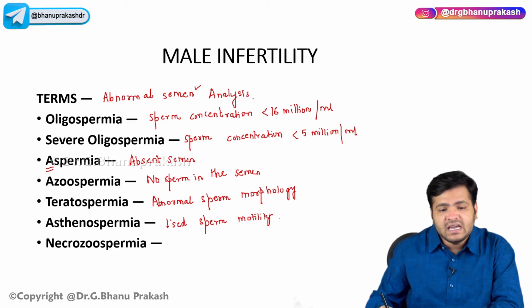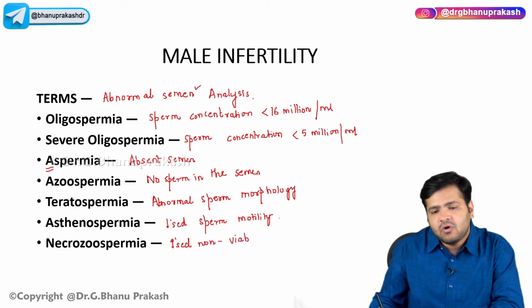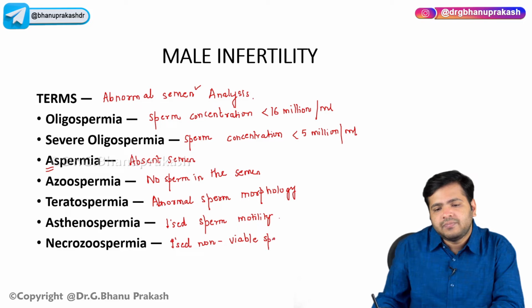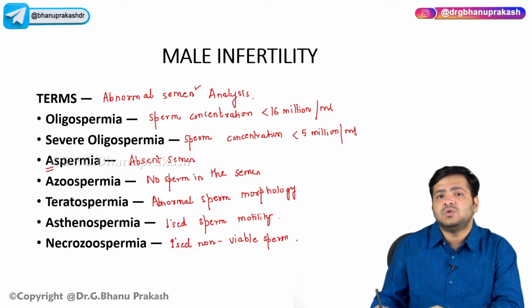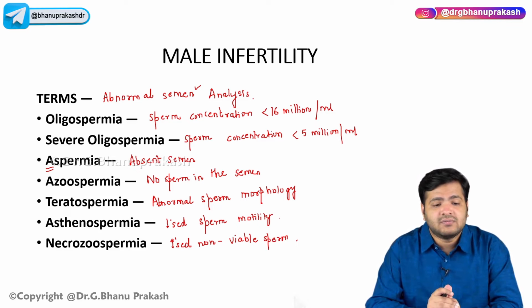It is an increase in the non-viable sperm. The sperm which is not useful is called non-viable sperm, that is not capable of fertilization. So if these non-capable sperms increase in number, it is termed as necrosospermia.